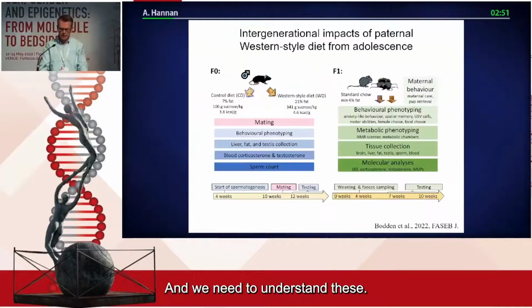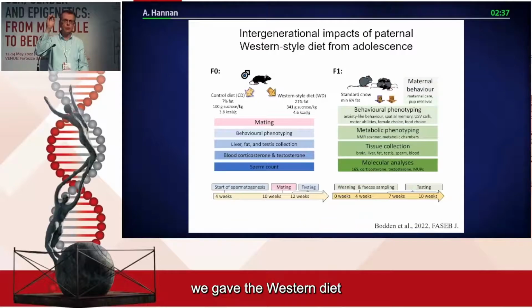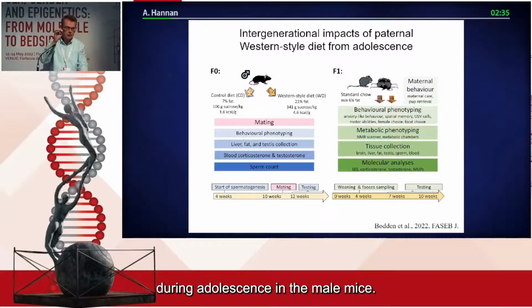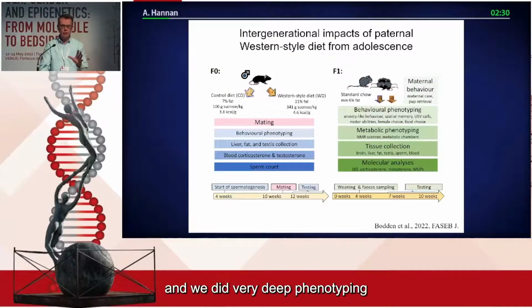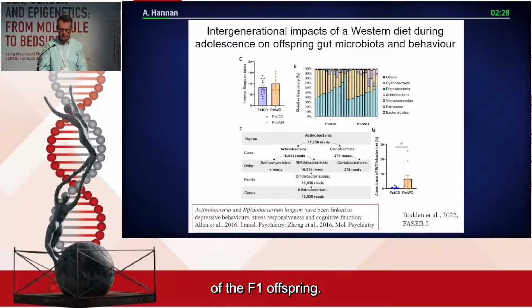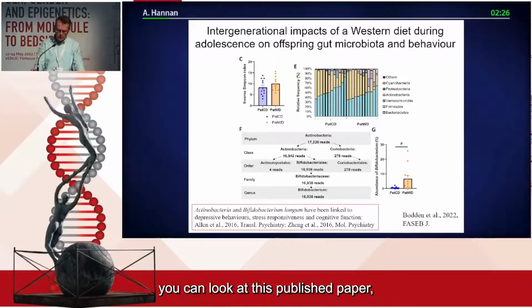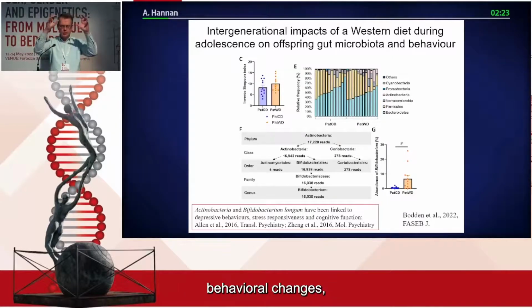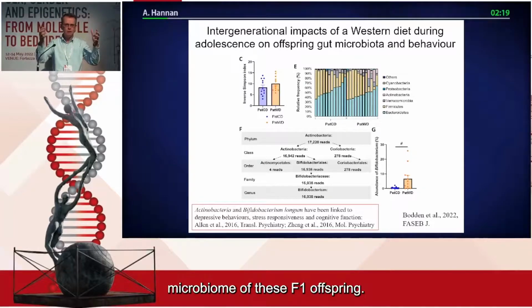We need to understand these. Finally, a very recent study we did, following up work of many others, including Kui Chen and Margaret Morris from Sydney, who had one of the first studies. The novelty here was that we gave the Western diet, high fat, high sugar, during adolescence in the male mice, and then we bred them later on, and we did very deep phenotyping of the F1 offspring. You can look at the published paper, but we had very interesting behavioural changes, and we also had a change in the gut microbiome of these F1 offspring.